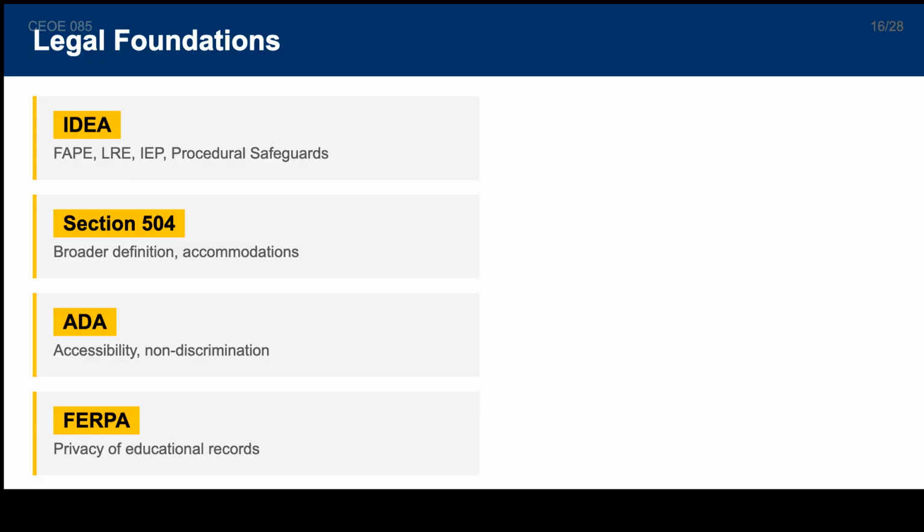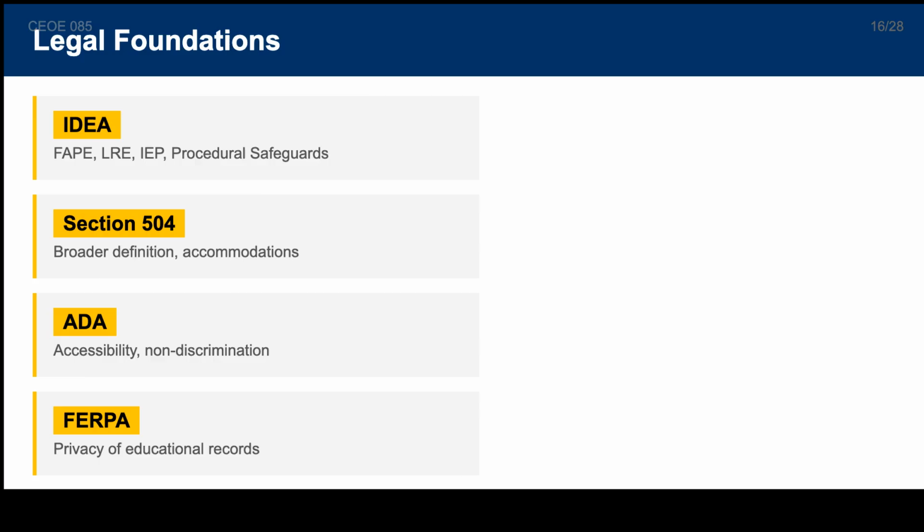Section 504 has a broader definition of disability and requires reasonable accommodations. The ADA prohibits discrimination and requires accessibility. FERPA protects privacy of student records. Parents have the right to access and request corrections. These laws work together to protect students with disabilities.